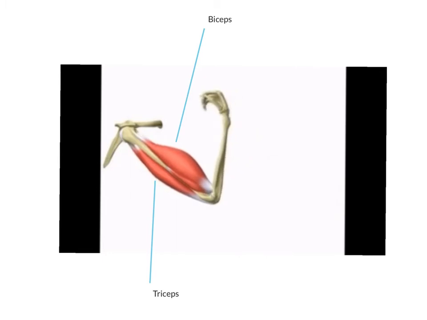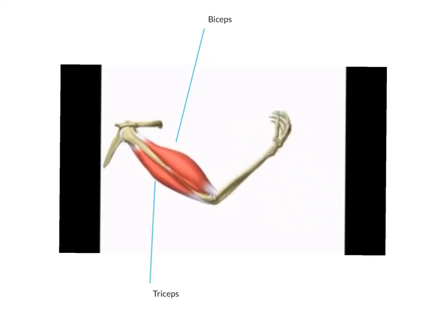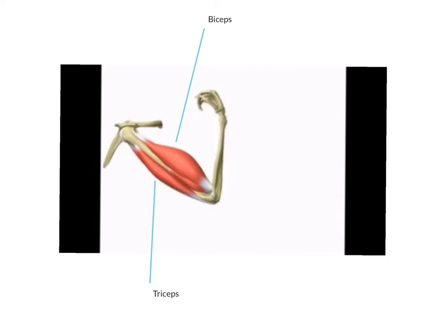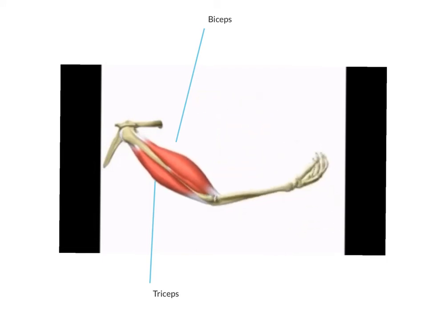So they work in pairs. When one of them is contracting and pulling in, the other one is relaxing. And when the other one is relaxing, the other muscle is contracting and pulling in as well.